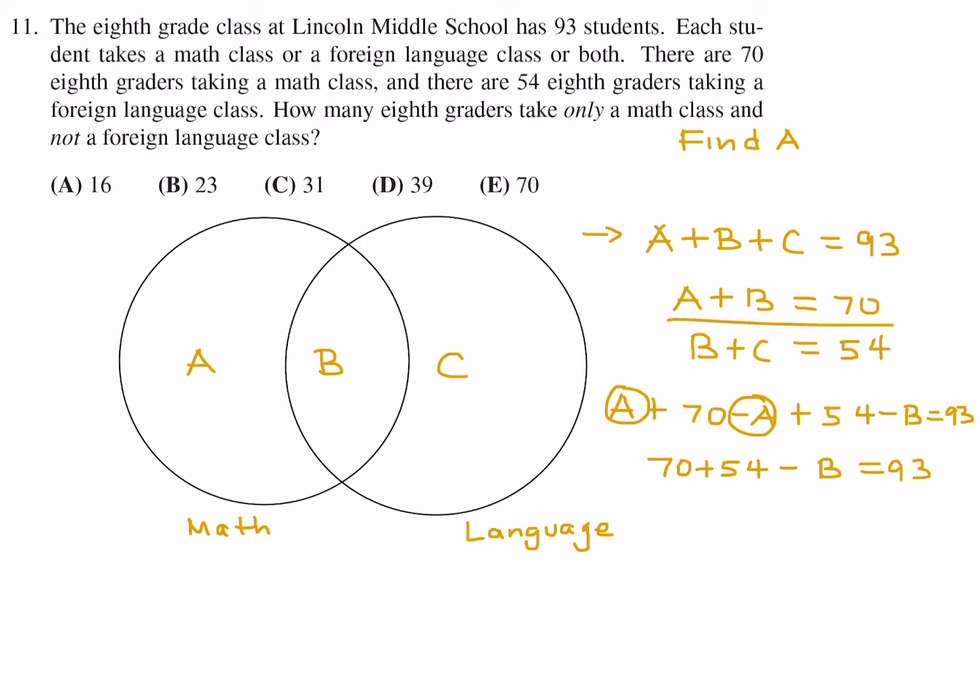Well, B is 70 minus A, so let's substitute that in. So 70 minus A, so it actually becomes plus A when you take it out of the bracket. So this is what we're left with. These 70s cancel, so A will be 93 minus 54, which is 39. So number 11, the answer is D.